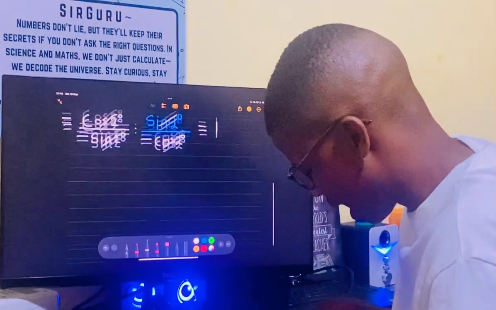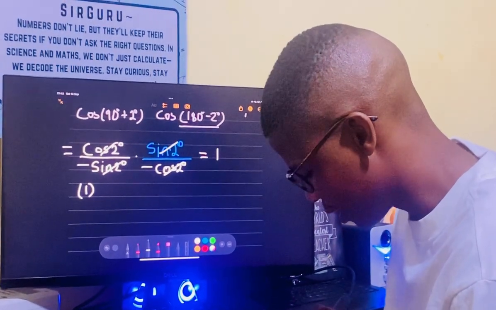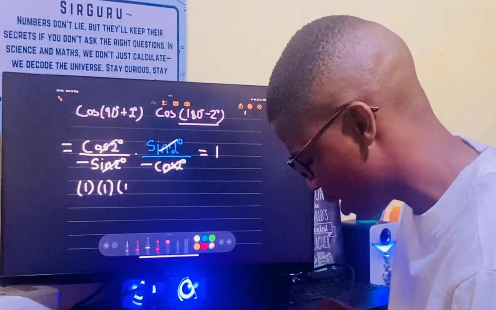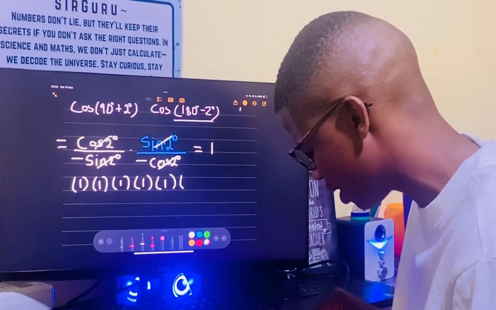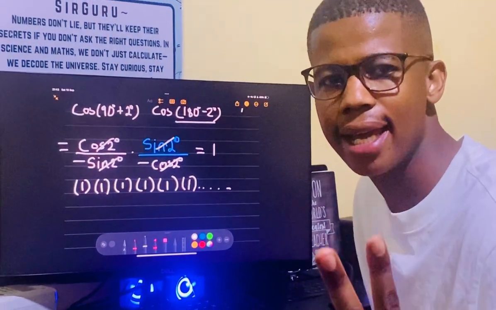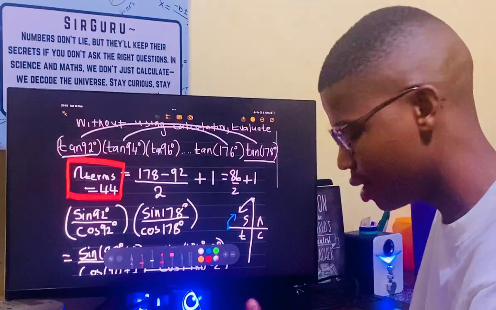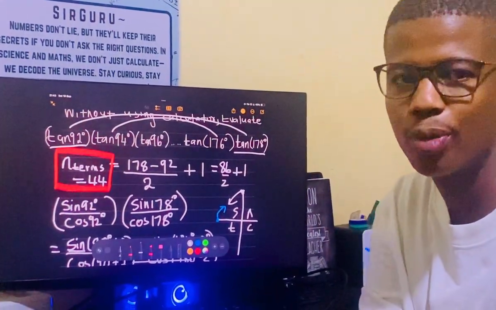So this is the first pair, so it's 1, right? And then the second pair will also give me 1. The third pair will also give me 1. The fourth gives me 1, the fifth 1, the sixth 1, and so on up until the 22nd pair. Because with 44 terms, if we want to turn it into pairs, we have to divide by 2. So it gives us 22 pairs.